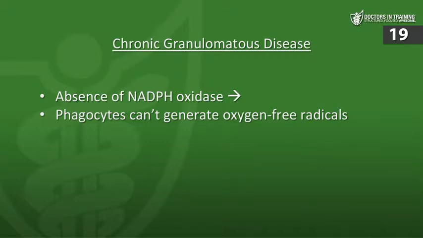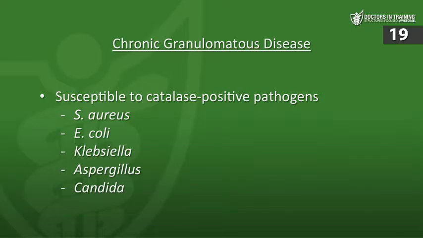Next, what's the cause of chronic granulomatous disease and what infections are these individuals susceptible to? Very high yield question. The cause of chronic granulomatous disease is the absence of NADPH oxidase. So again, those phagocytes can't generate oxygen-free radicals. And that makes these individuals susceptible to catalase-positive pathogens like Staph aureus, E. coli, Klebsiella, Aspergillus, and Candida.